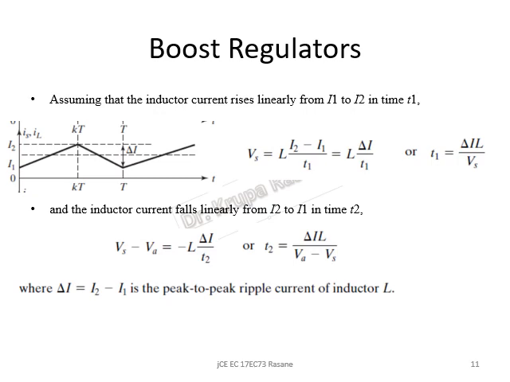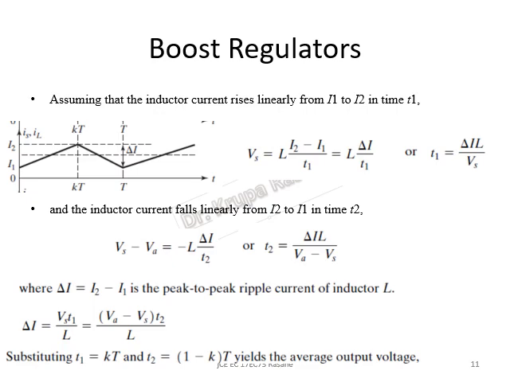Where delta I is equal to I2 minus I1, the peak ripple current of the inductor L. Hence, delta I becomes equal to Vs into T1 upon L, which is equal to Va minus Vs into T2 upon L. So I equate both these delta I from the two equations, and also substitute T1 as K into T and T2 as 1 minus K into T.